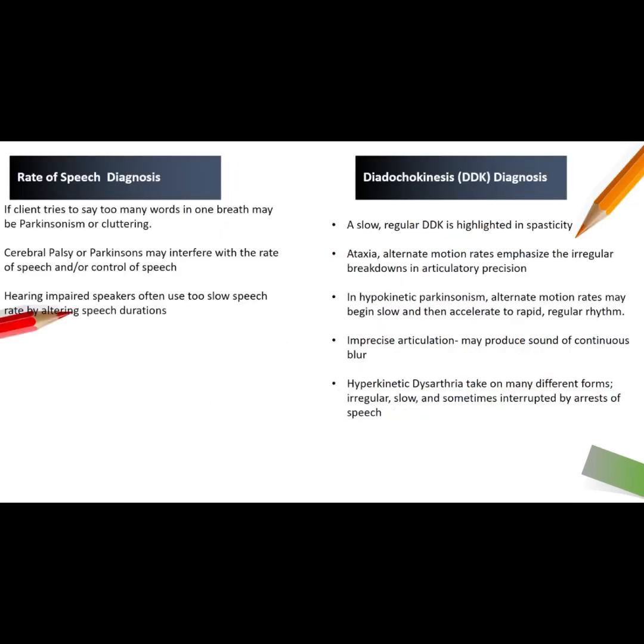For rate of speech, if the client tries to say too many words in one breath, it may be Parkinson's or cluttering. Cerebral palsy or Parkinson's may interfere with the rate of speech and control of speech. For diadokinesis, imprecise articulation may produce sounds of continuous blur. The clinician will now score the rate and rhythm portion of the protocol.